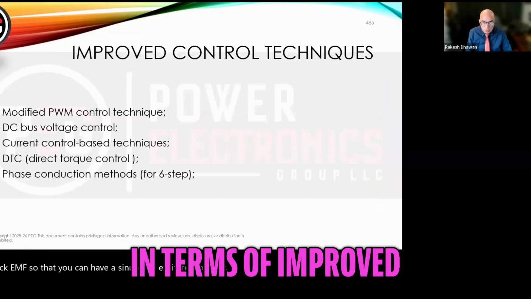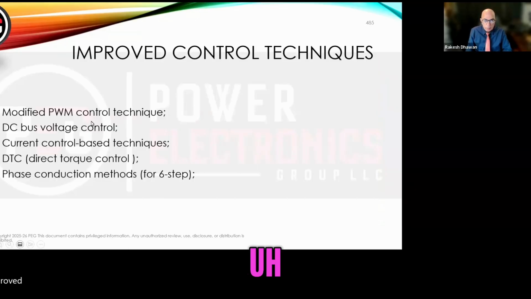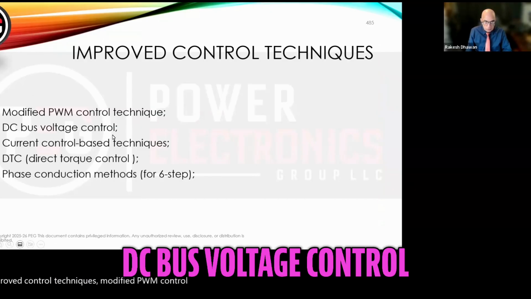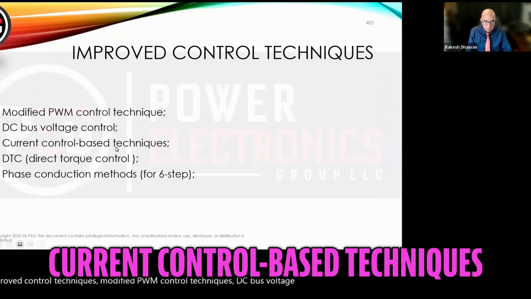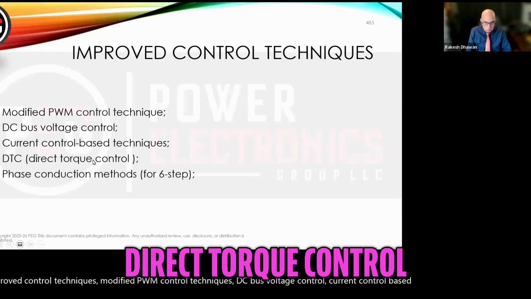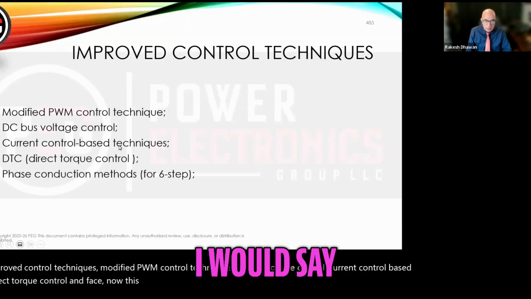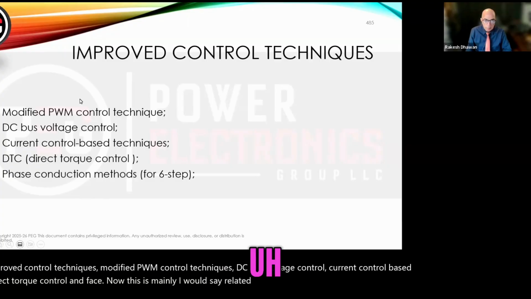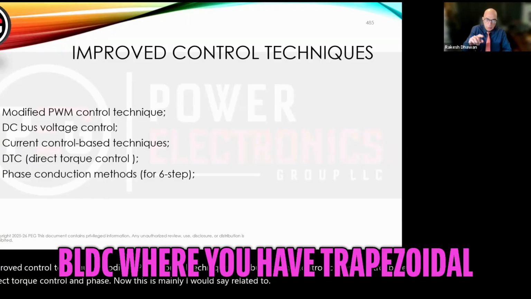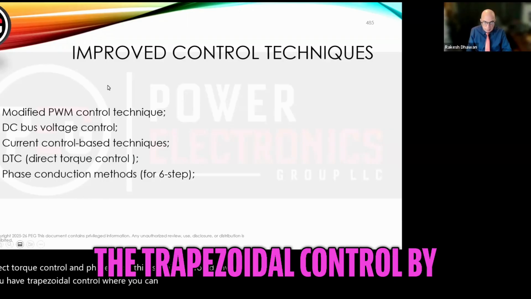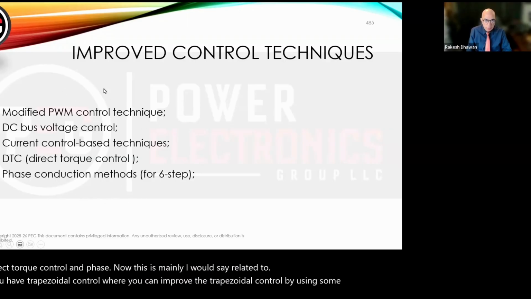In terms of improved control techniques: modified PWM control techniques, DC bus voltage control, current control based techniques, direct torque control, and phase. Now, this is mainly, I would say, related to BLDC, where you have trapezoidal control, where you can improve the trapezoidal control by using some of these techniques.